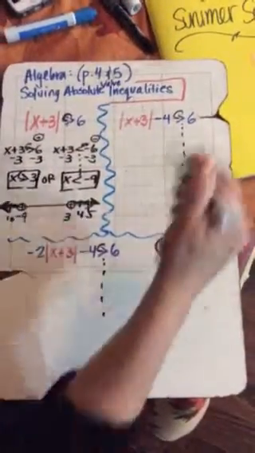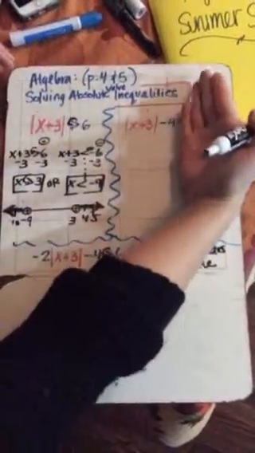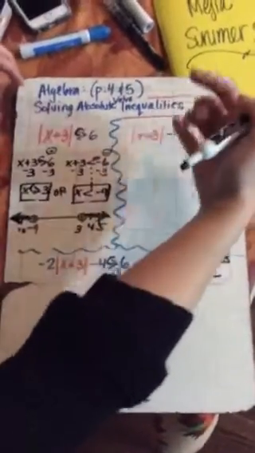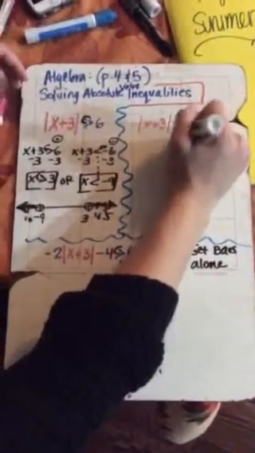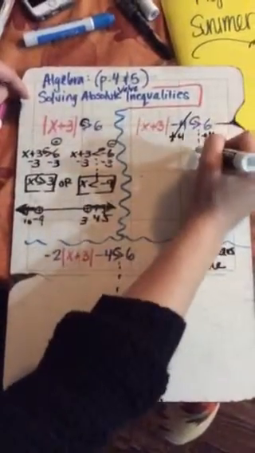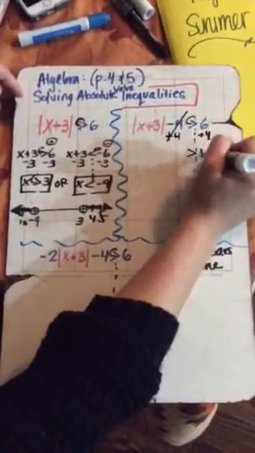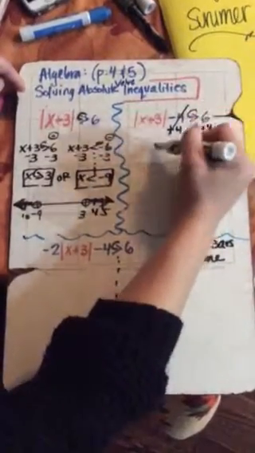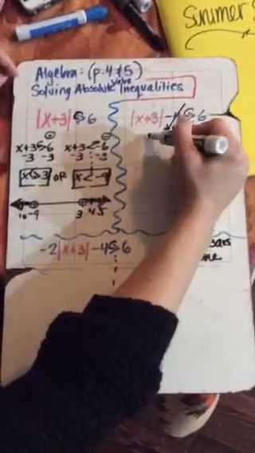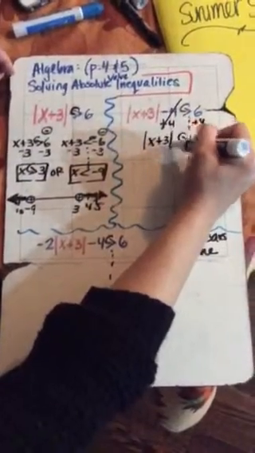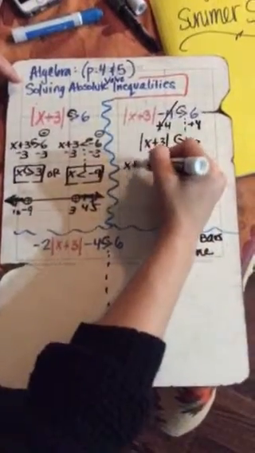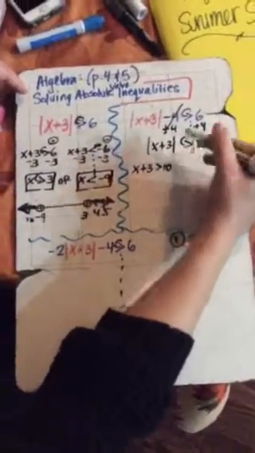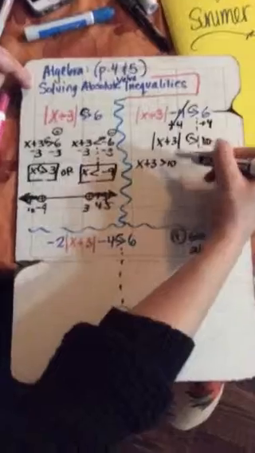Okay, so the second example, the bars are not alone in the room, so we have to get rid of the -4. So we do the opposite, which is add 4. Add 4. So right here, we bring our symbol down. The symbol doesn't change. And then now we have the bars alone. Once the bars are alone, then you make your two cases. So x plus 3 is greater than 10. That's your positive case. Your symbol stays the same.